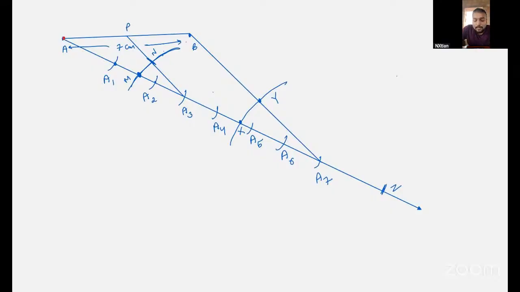Okay, so where were we? What was the last point? Without disturbing the compass, put your needle on M and cut an arc. Name it N.